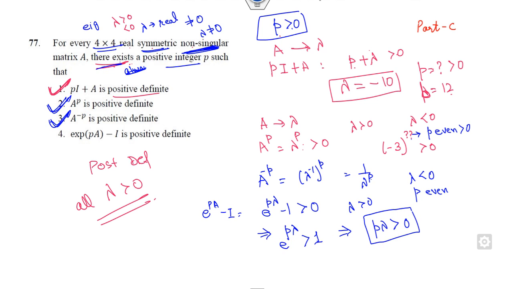Fine. But I think that is not true, because if you take lambda as minus 3, can you find a positive P such that their product will be greater than 0? You can never find that. It means this is not positive definite. So the right answer is A, B and C. This will be positive only when both are less than 0 or both are positive, but P can never be less than 0. So A, B and C are the correct options.